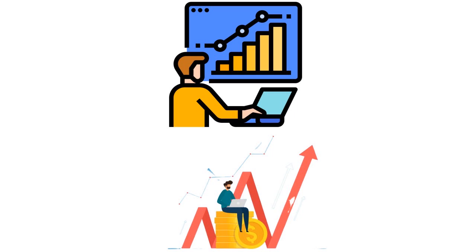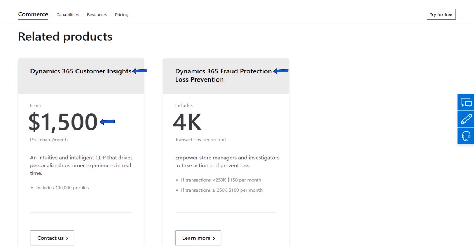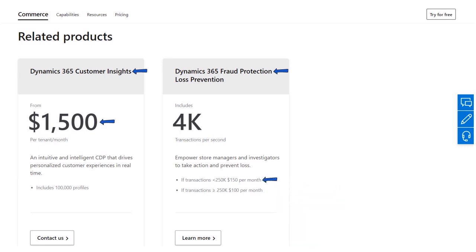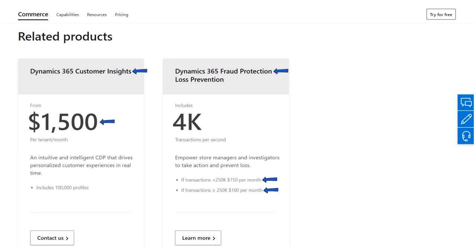And you also have the Dynamics 365 Fraud Protection, loss prevention, and this is where Microsoft is charging you based on transactions. Here they're charging you if the transactions are over 250K, they'll charge you $150 per month. If the transactions are over $250,000, then they're charging you $100 per month. So this is something to really think about.